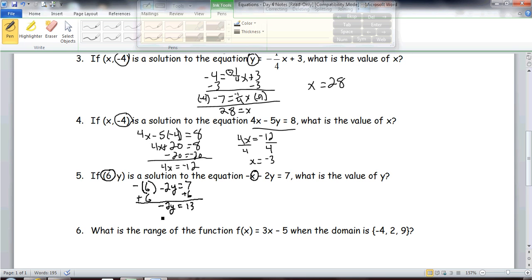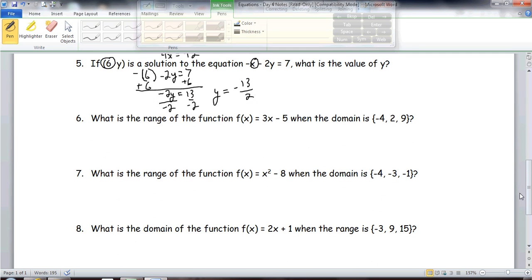So we divide by the coefficient, negative 2, and y equals negative 13 over 2. Now here's an interesting one. It says, what is the range? Well, that means what are the y values? So let's go ahead and make a table here.